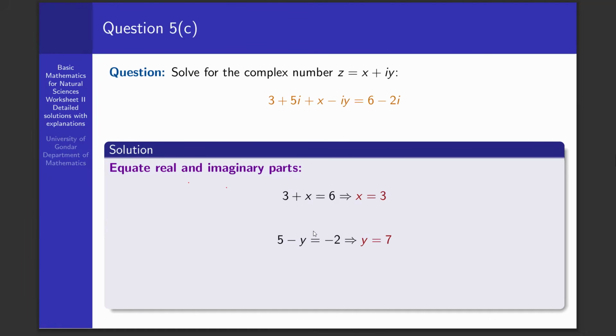Similarly, from the imaginary parts, we have 5 here, minus the imaginary part of this one, that's simply y, is equal to this one, that's simply minus 2. Therefore, taking minus y to the right, we have y is equal to 7. Therefore, the complex number z in the form x plus iy, with x equal to 3 and y equal to 7, becomes z is equal to 3 plus 7i.